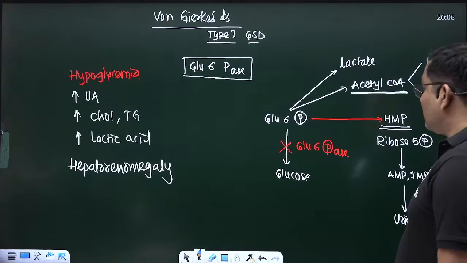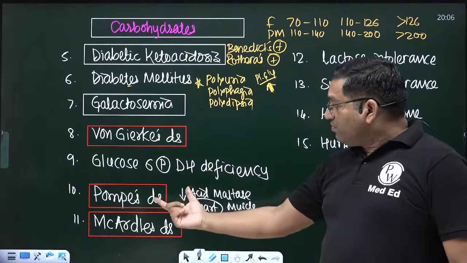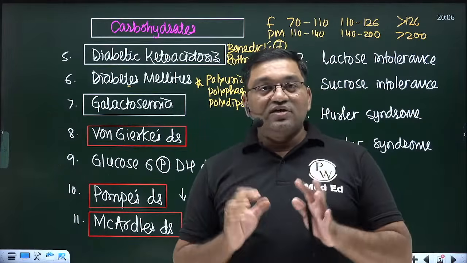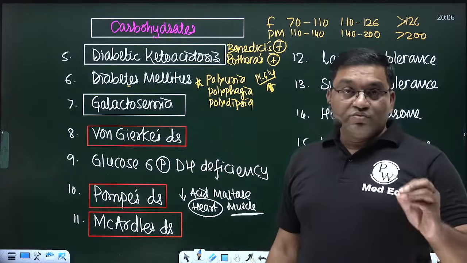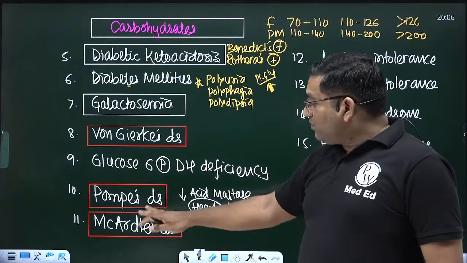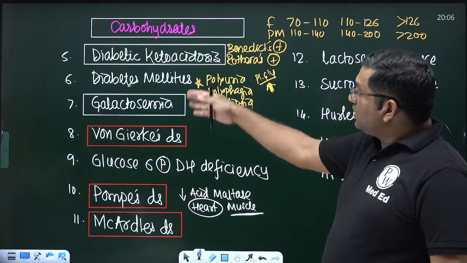Okay, so these are the three glycogen storage disorders. They are important: von Gierke's disease, Pompe's disease, McArdle disease. Accumulation of glycogen in the tissues, mainly in the liver and muscle. This is liver glycogen storage disorder. Pompe's and McArdle are the muscle glycogen storage disorders. Now, these are the important clinical cases.